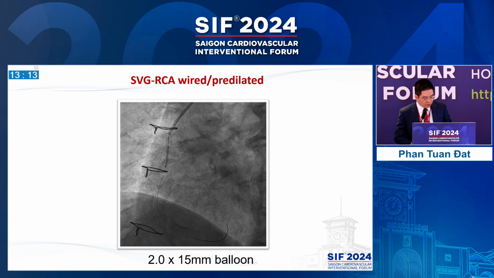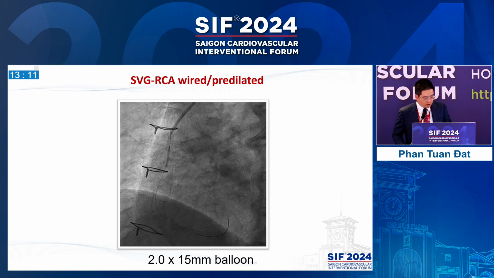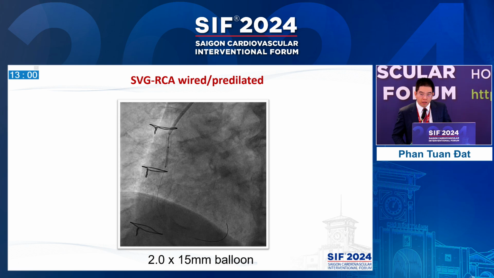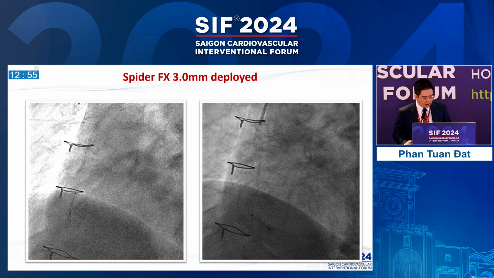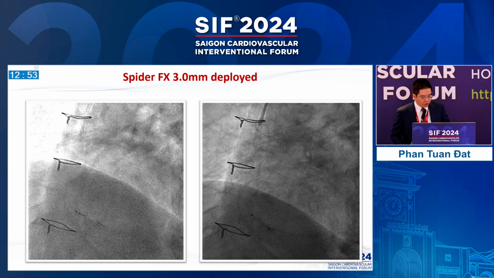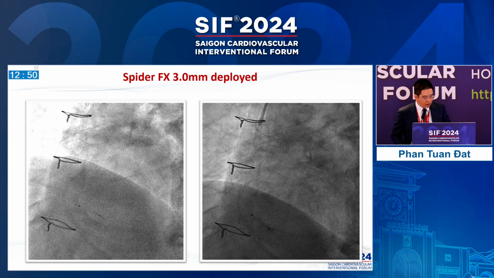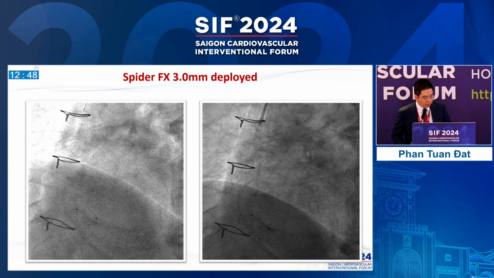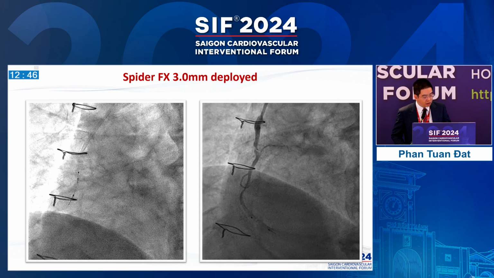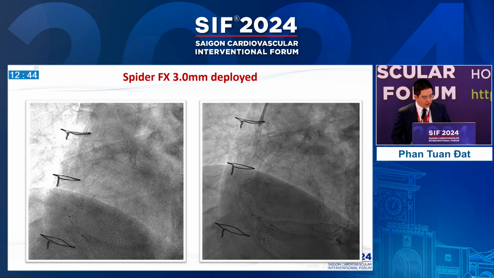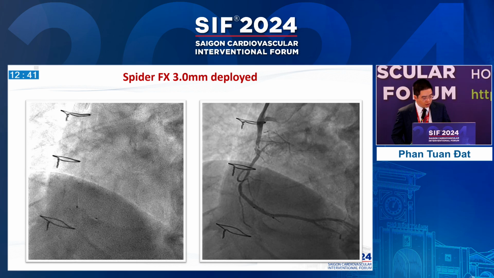Due to a very tight lesion at the anastomosis, the distal protection device may not cross. So we decided to pre-dilate the lesion first with a 2.0 by 15 mm balloon. Once the dilatation was achieved, we successfully crossed the lesion with the Spider FX 3.0 mm filter device and put it in the distal RCA under fluoroscopic guidance, as you can see on the slide.